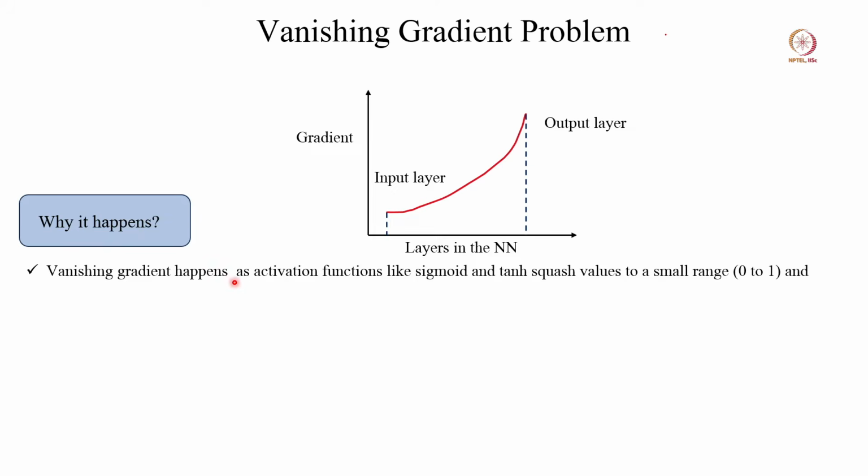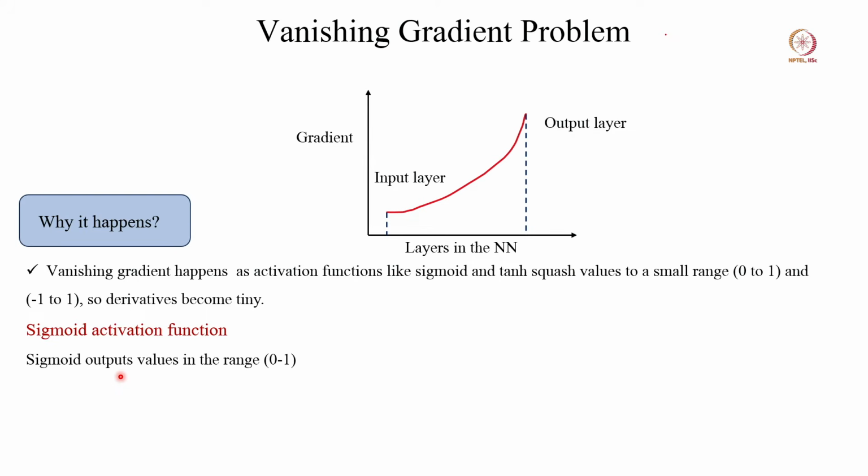Vanishing gradient happens when activation functions like sigmoid and tanh squash their values to a small range: between 0 and 1 for the sigmoid activation function, and between -1 and +1 for tanh. So the derivatives become tiny. Let us see how it happens. We take the sigmoid activation function, which outputs values in the range of 0 to 1. The derivative of the sigmoid activation function operating over x is sigma(x) times (1 minus sigma(x)).